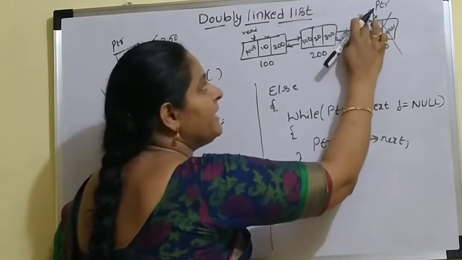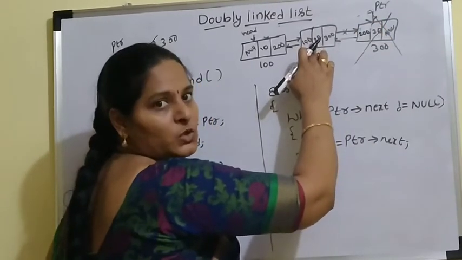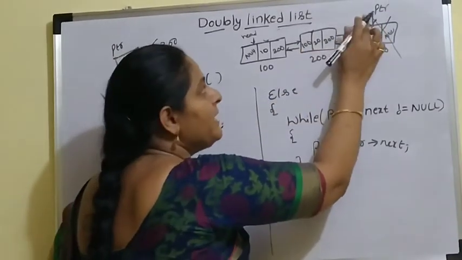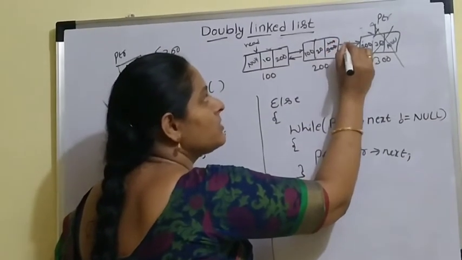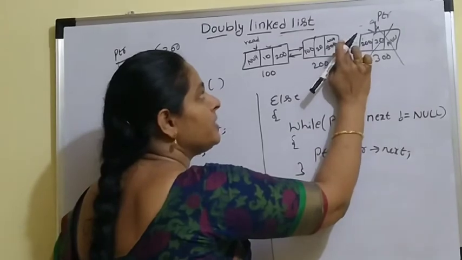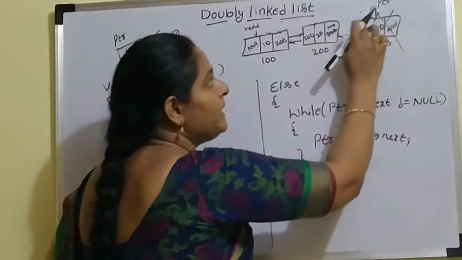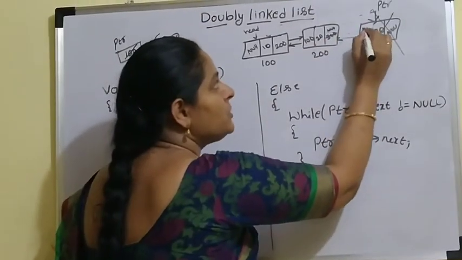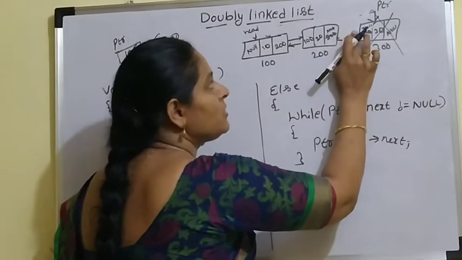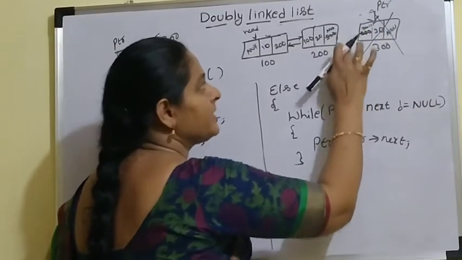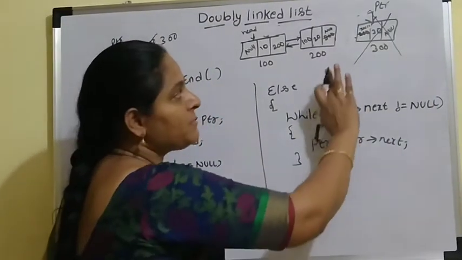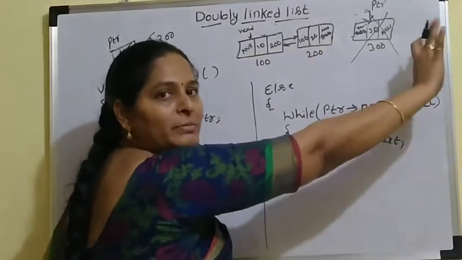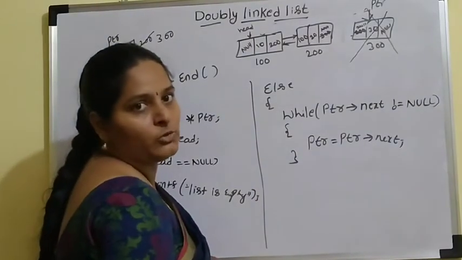Okay, if this is PTR, this is the PTR previous node. So in PTR previous node, we should place null value. So this link will be disconnected. Now in PTR previous position, we should replace null value. So automatically this link will also be disconnected. Now PTR is separated from the list. If it is separated from the list, then remove the memory from the node, PTR node.